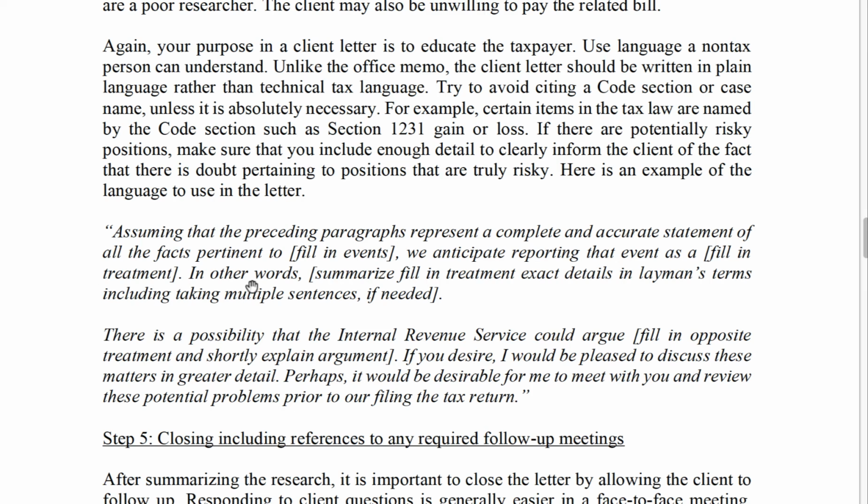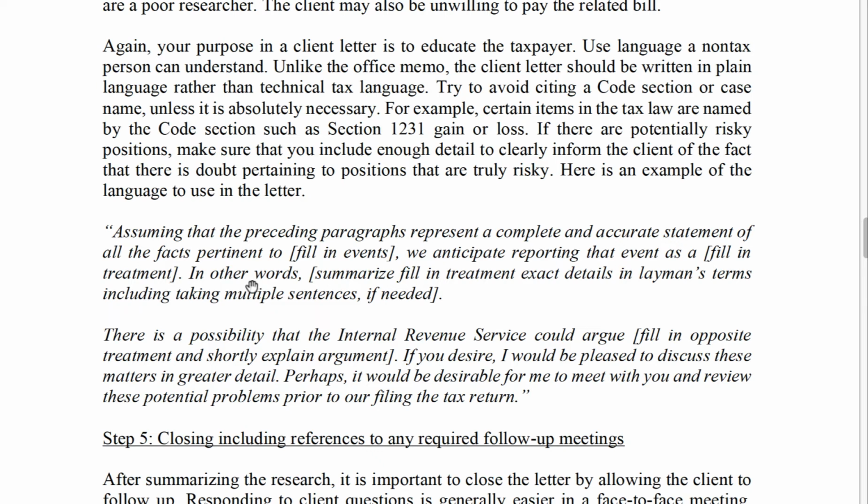That would be, okay, well, if the client is considering an open transaction, like the facts are not yet finalized, they're a proposed transaction, okay? And then also what I like to do, and I will summarize it, is put it in layman's terms. So we anticipate reporting the event as that's the conclusion, and then I go through a very, very quick understanding, in layman's terms, of what it is.